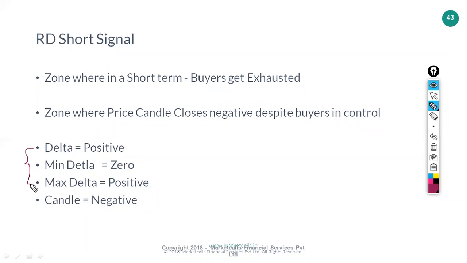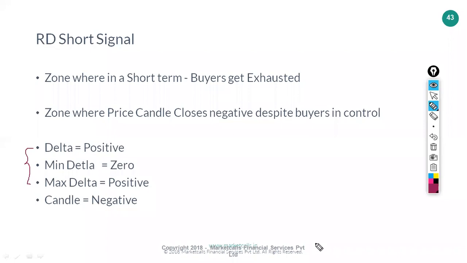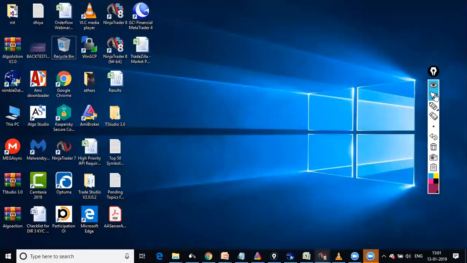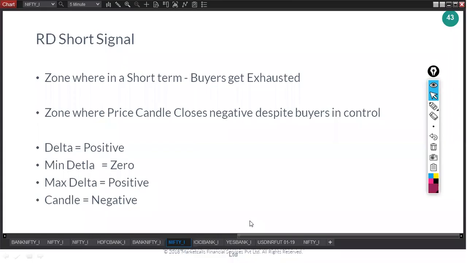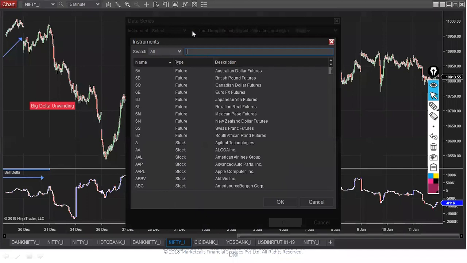So these RD long signals can come automatically? Yeah, automatically, but there is a filter also. It will not consider all the RD longs and RD shorts. So if you look into the charts, let me pull up an RD long and RD short signal for Nifty. I'll show you how to set up RD long and RD short. First, let me pull up Nifty futures.